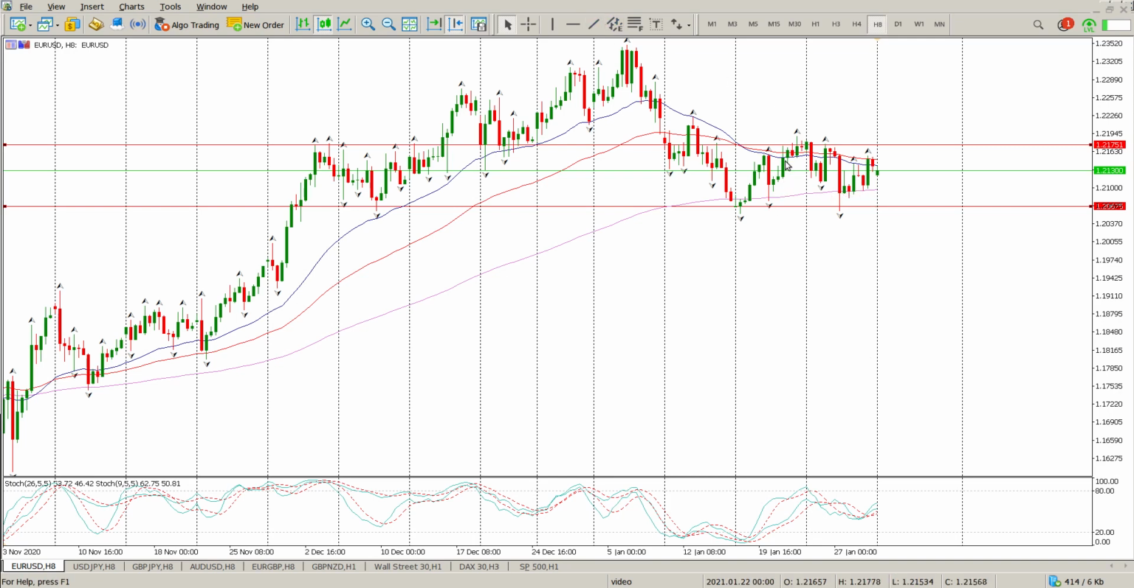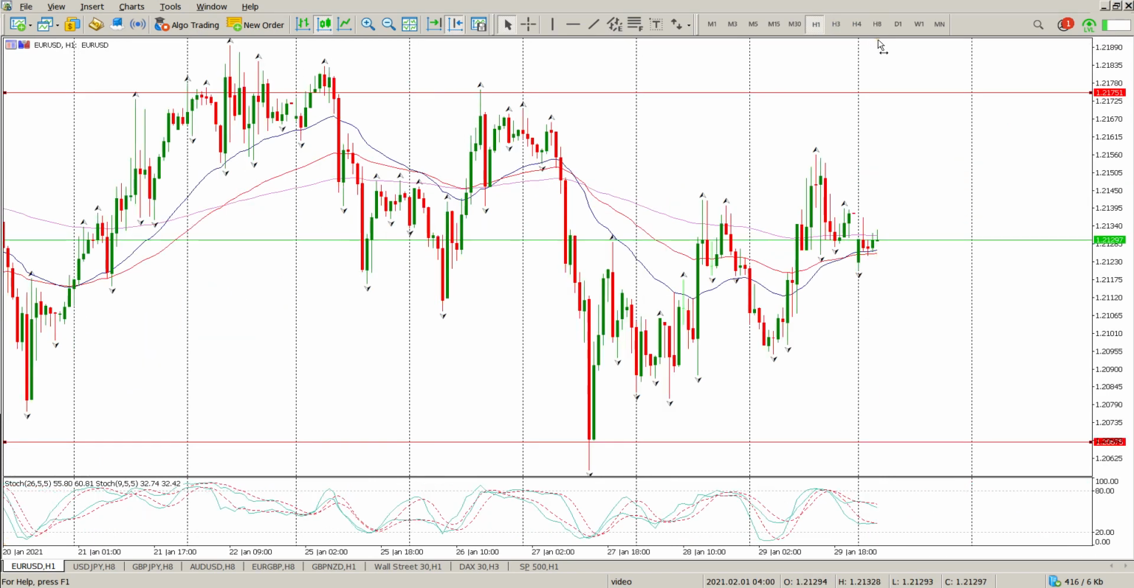So yeah, I'm kind of in no man's land here, and I think until we break up above 121,751, that's when I'd be looking at moves to the upside. Or we start breaking below 126.75, I'd start looking for moves to the downside. There is a bit of a triangle forming, and I'm just going to put that in on the hour.